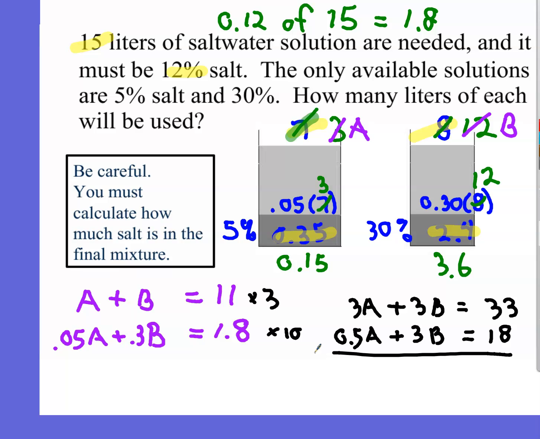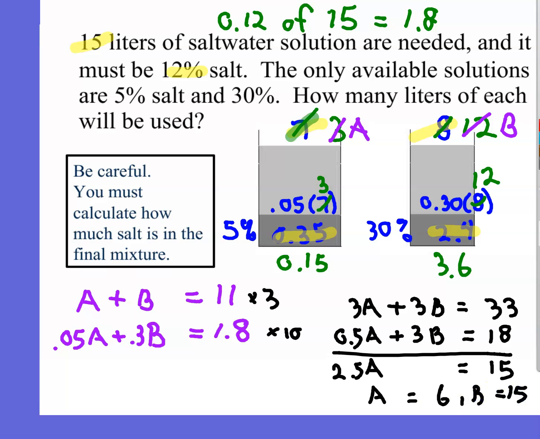Let's see, 33 minus 18, that's 15. And 3 minus 0.5 is 2.5. And the b's cancel out. So let's get 15 divided by 2.5. And we get 6. Okay. So if A is 6, that means B is going to be 9, because they have to add to 15.